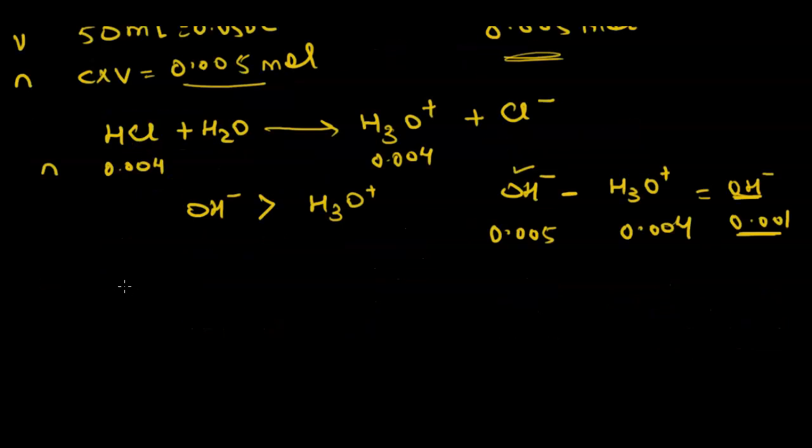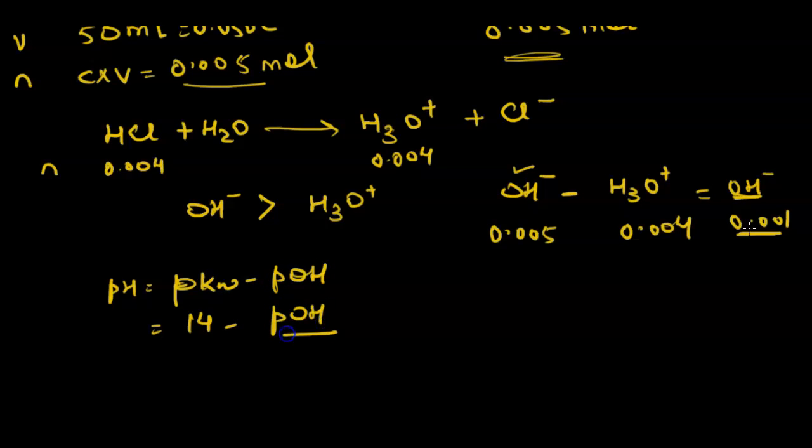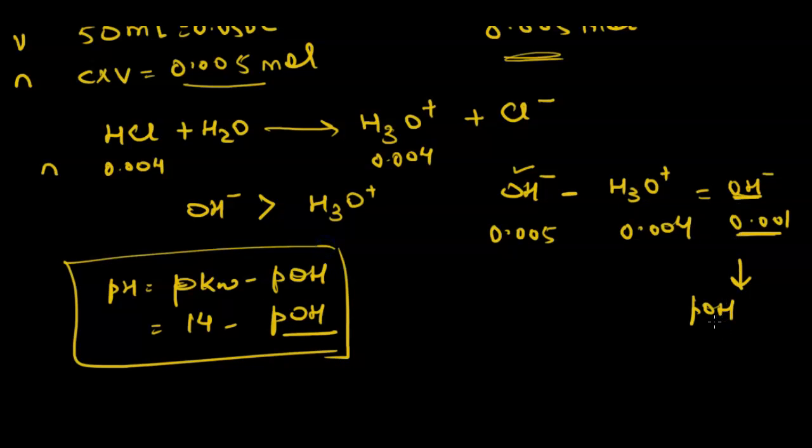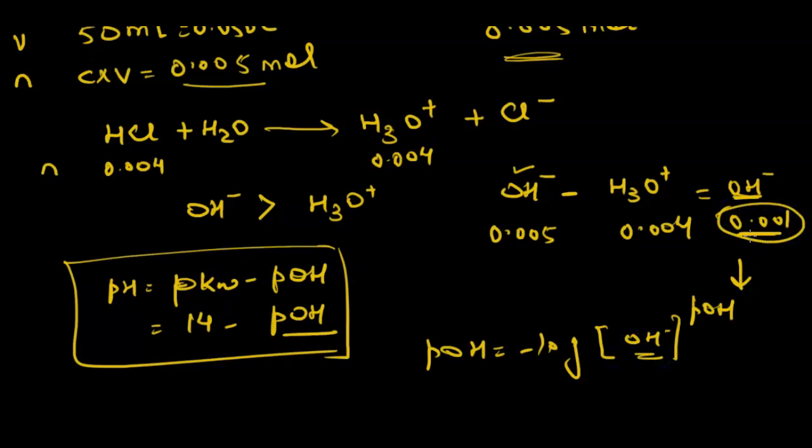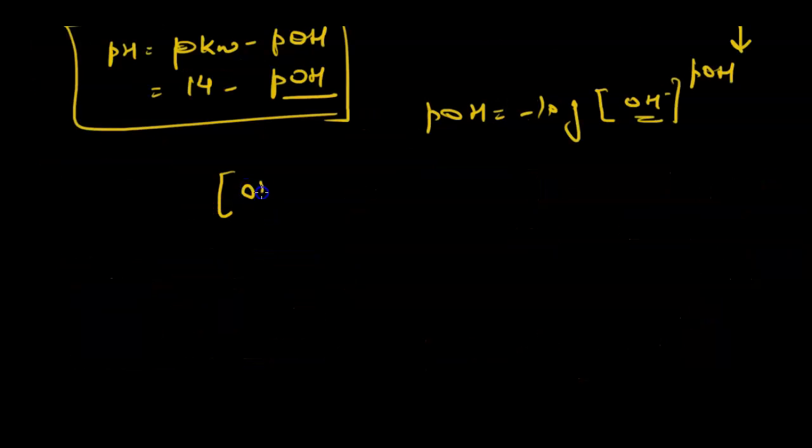To find the pH, we know pH is pKw minus pOH. So it would be 14 minus pOH. So we would use these hydroxide ions to calculate the pOH and then subtract it from 14 to get the pH. However, to first change this to pOH, we need to find out the concentration of hydroxide ions. We just know the moles yet. We do not know the concentration yet. To find the concentration of hydroxide ions, we would need the number of moles of hydroxide ions and we would need the volume of solution in the flask.